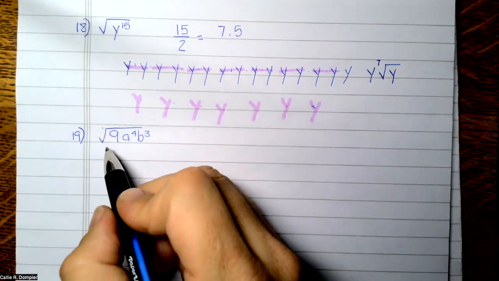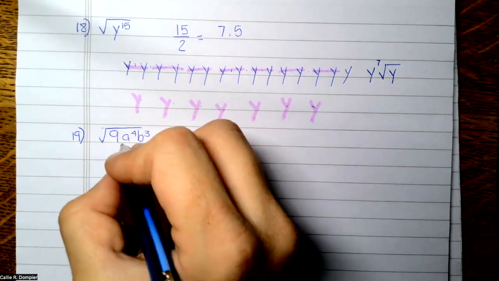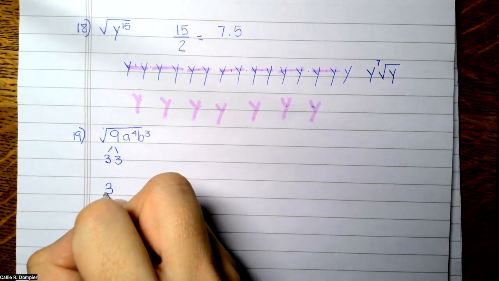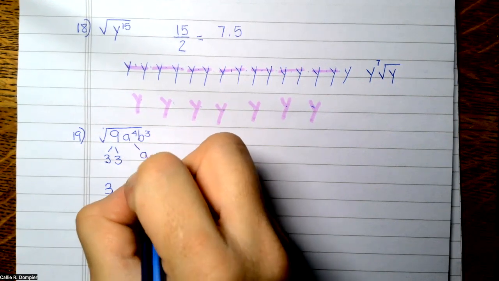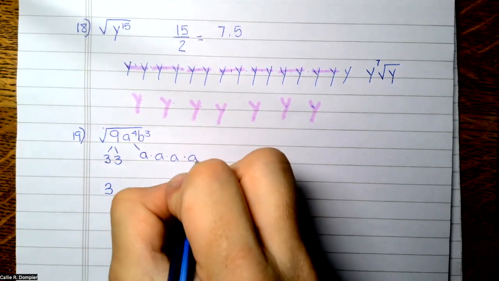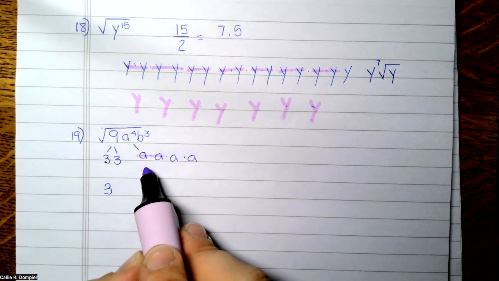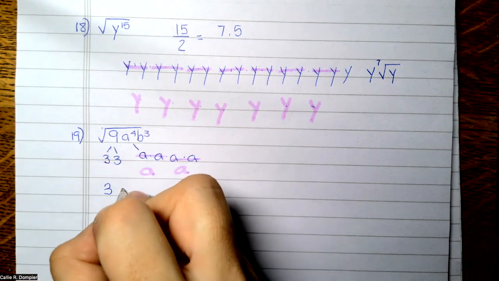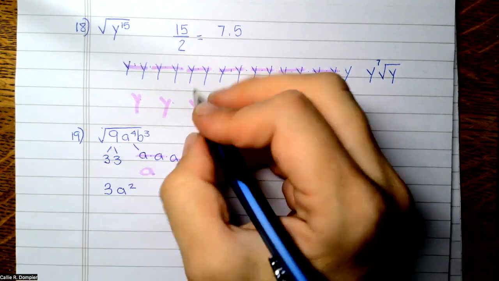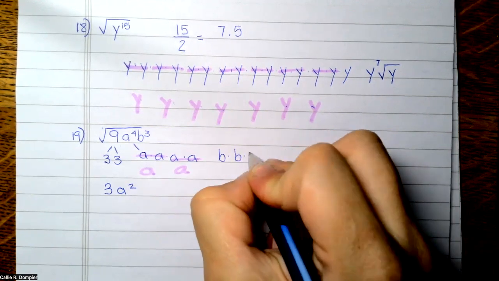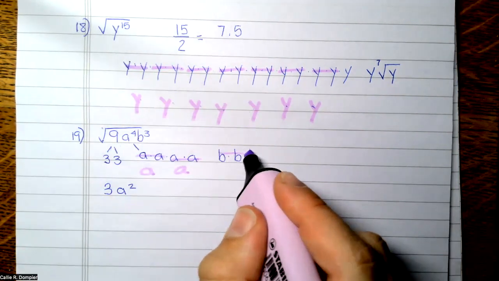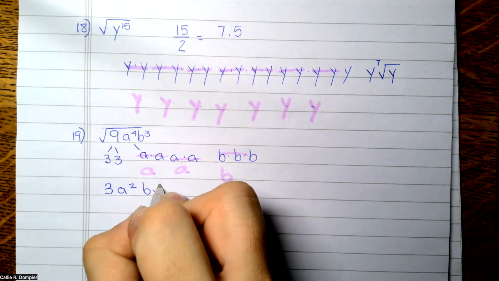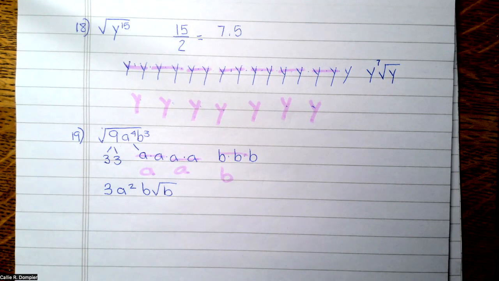All right, 19 is the square root of 9a to the 4th b to the 3rd. 9 is a perfect square because it is 3 times 3, so that becomes 3. a to the 4th: 4 divided by 2 is 2, so that becomes 1a and 1a, or a squared. And then b to the 3rd becomes 3 b's, so that becomes 1b, and then we have 1b inside. So 3a squared b square root of b for 19.